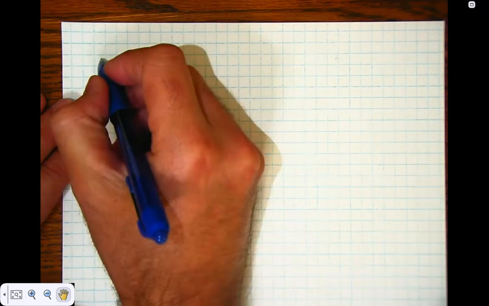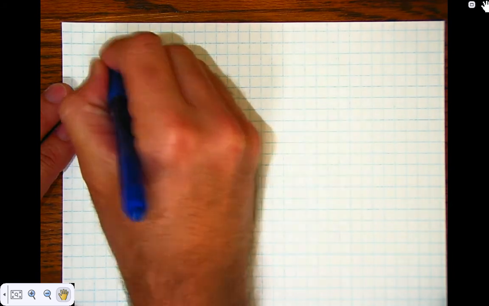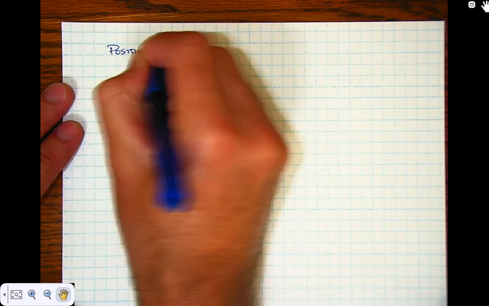So these are not on the notes. If you guys want to grab a sheet of paper, you could copy down this example. Okay, you can always rewind it. So I'm gonna start by saying we've got a position function, and it's given to us.